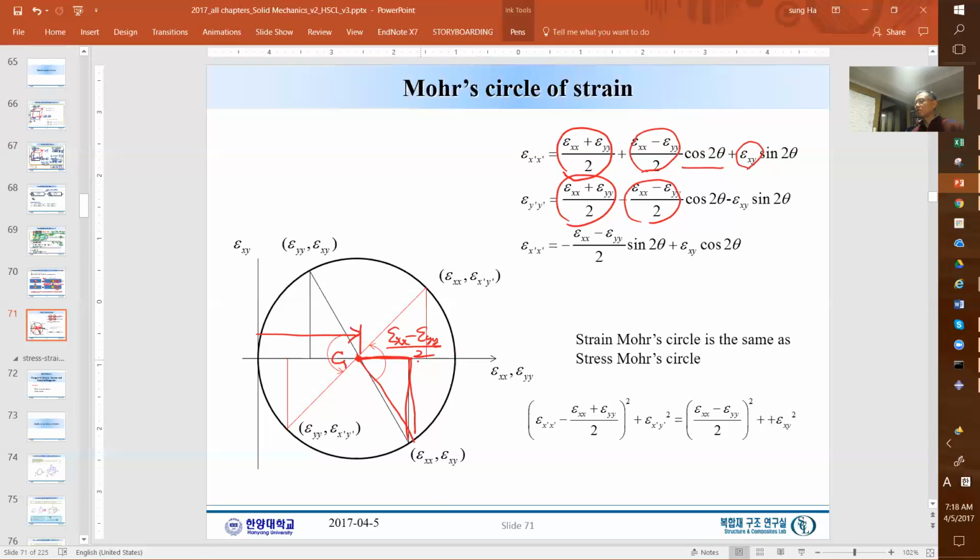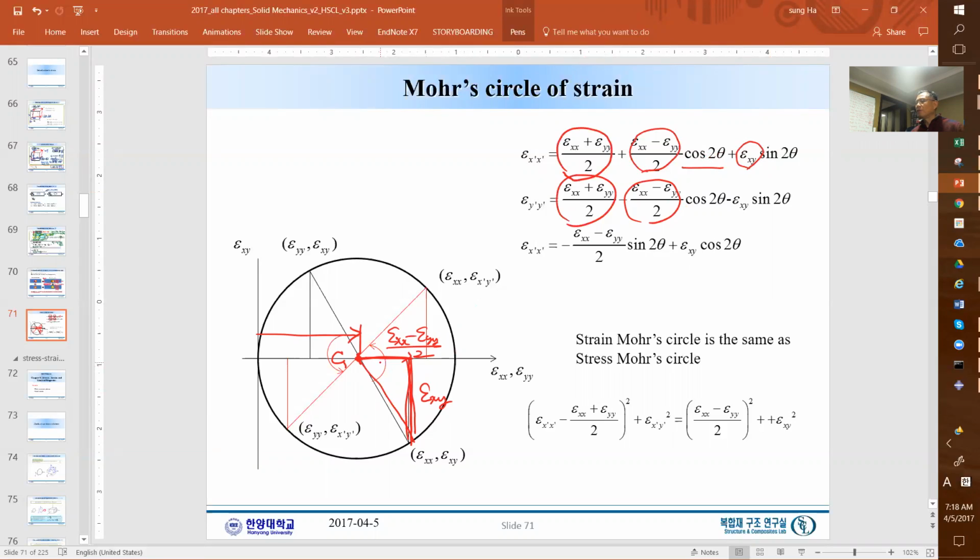What is the epsilon xy? Epsilon xy is here. So this is the epsilon xy, and this much is the epsilon xx minus epsilon yy divided by 2. So there is a cosine twice of theta and sine twice of theta.